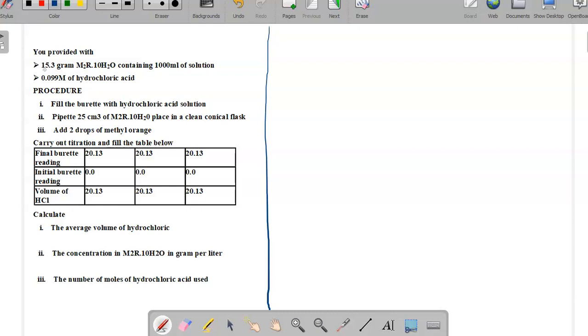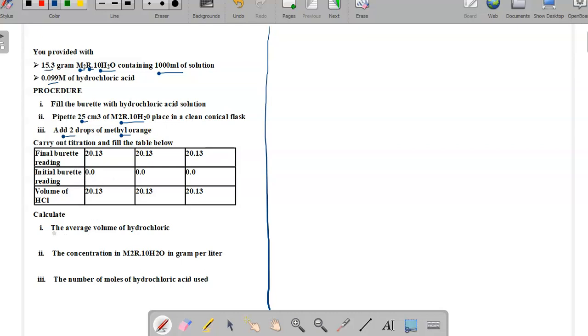The example says 15.3 gram of M2R·10H2O is dissolved in 1000 milliliter of water, where we have another solution, molarity 0.099 molar of hydrochloric acid. We have the procedure: fill the burette with hydrochloric acid solution, pipette 25 centimeter cubed of this compound and put it in a clean conical flask, add 2 drops of methyl orange, then you fill the table.